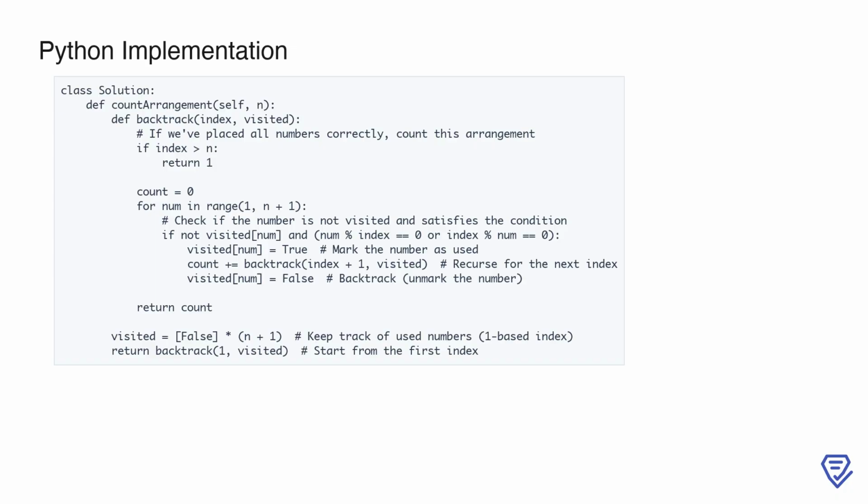The visited array is initialized with false for all numbers at the beginning of the function, and the recursion starts from index 1. The result is the total count of valid arrangements, which is returned by the function. This approach ensures that all valid arrangements are explored and counted, and the use of backtracking avoids unnecessary computations by pruning invalid states early. The algorithm is efficient for small to medium values of n and leverages the constraints to reduce the search space significantly.